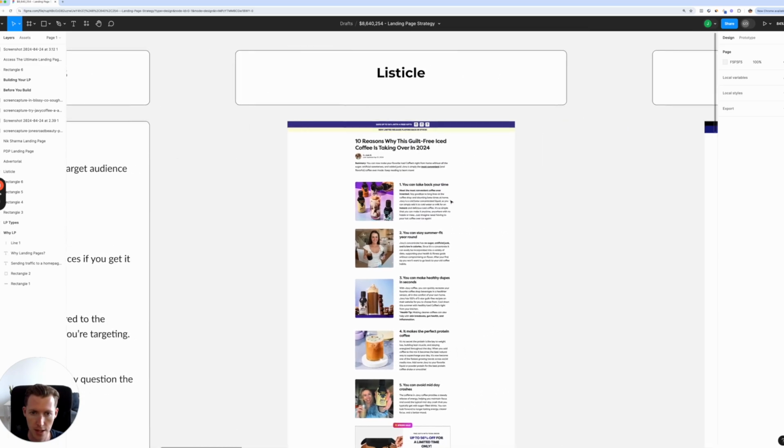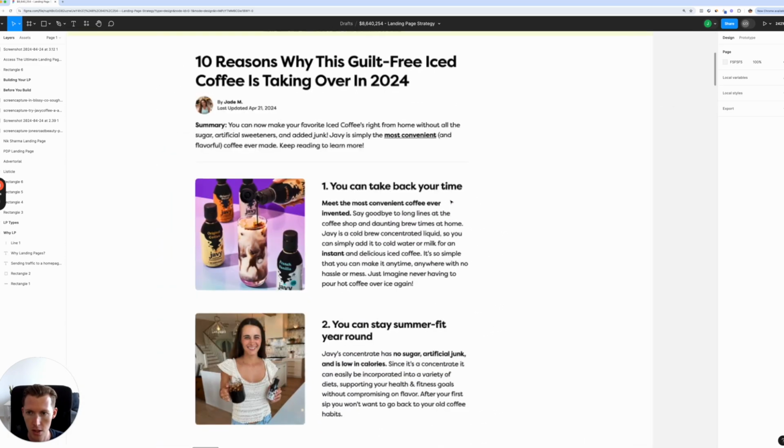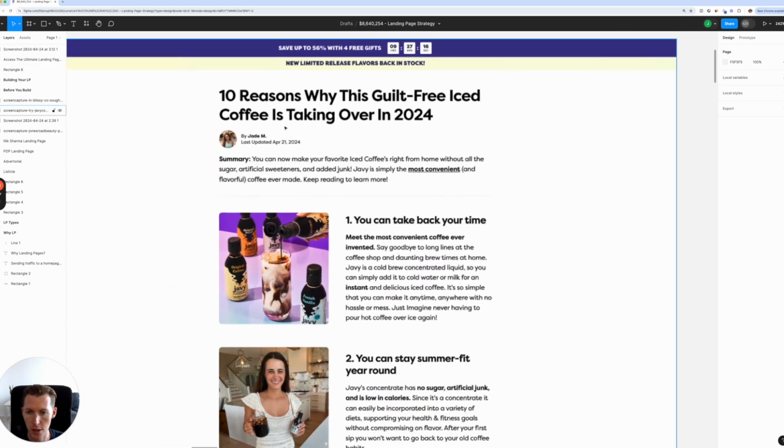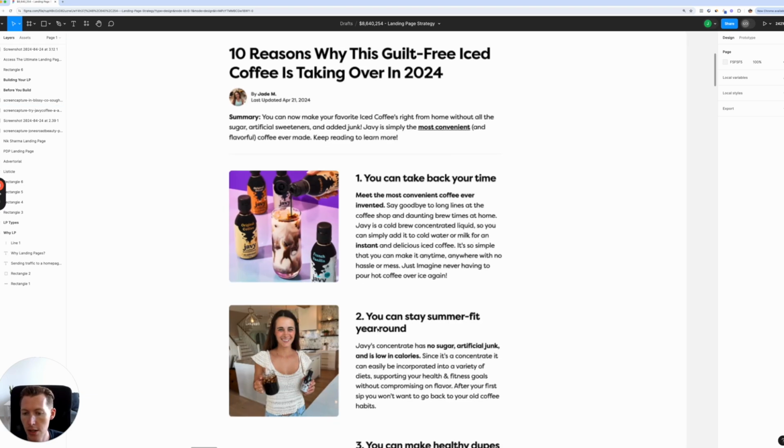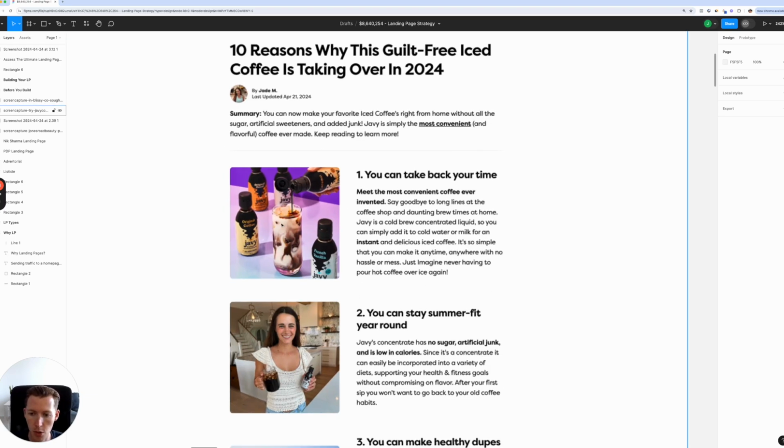And this is an example of a listicle from Jabby Coffee. So we have 10 reasons why this guilt-free iced coffee is taking over in 2024, right? Very, very simple. They're appealing to social proof, in terms of more people buying it, and it's more like building hype around the product. But you can see here that the format is very simple. It's image, text, down the page.